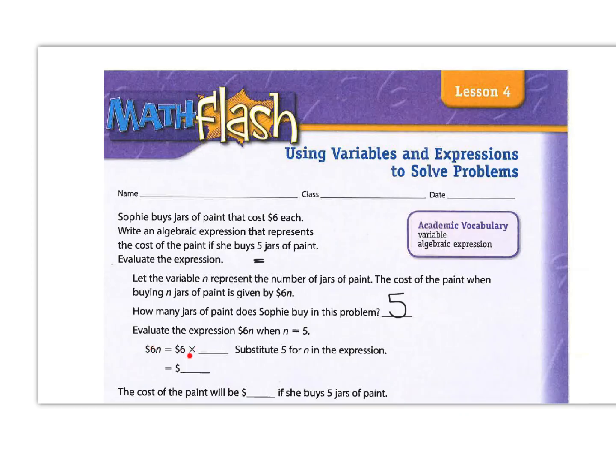6n equals 6 times, remember there's a times sign, times 5. Substitute 5 for n in the expression. 6 times 5 is $30. The cost of the paint will be $30 if she buys 5 jars of paint.